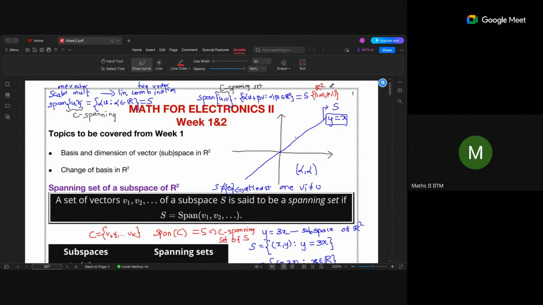Why? Any element in R2 is of the form (x, y), and I can write (x, y) using these two vectors: x times (1, 0) plus y times (0, 1), right? So it means the vectors in the spanning set are sufficient to express any vector in the whole set. Do you understand spanning set? It is kind of a representative of your entire space R2, right?